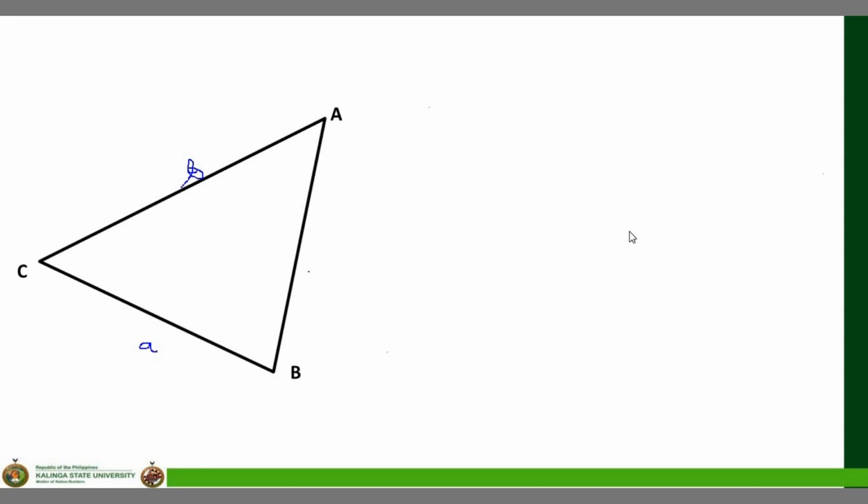You have discussed in your junior and senior high school about sine law. What is sine law? Do you remember it? When we say sine law, it is this equation. You studied it in high school, right? The sine law says the sine of angle A over side A is equal to the sine of angle B over side B, which is also equal to the sine of angle C over side C.